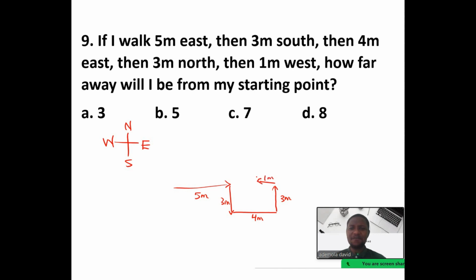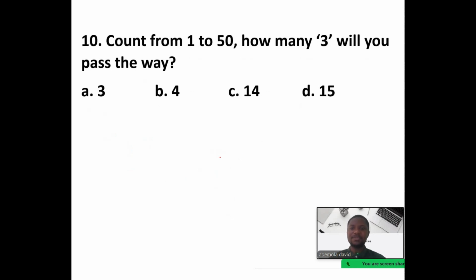So the question is, how far away will I be from my starting point? From here to here, this is 3 meters, because opposite sides of a rectangle will be the same. So if 4 is at the bottom, the top must be 4, and I've covered 1, so remaining 3, and then an additional 5 to get to my starting point. So 5 meters plus 3 meters will give you what? 8 meters, and the answer is what? D.